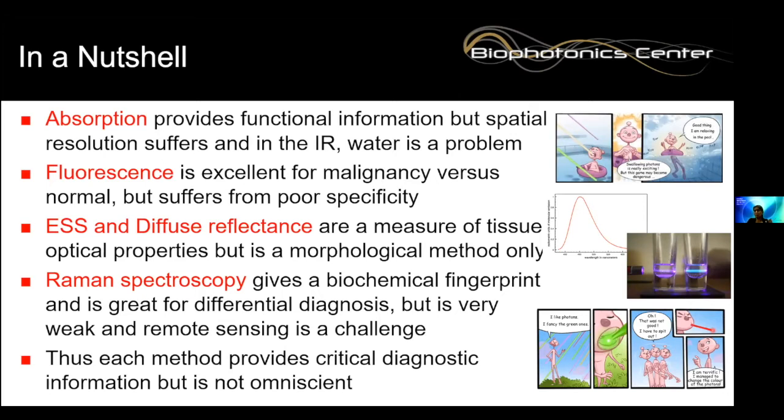Absorption provides functional information, but spatial resolution often suffers, especially in the IR. Water is a problem. Doing in vivo is a challenge. Fluorescence is excellent for malignancy versus not, but typically suffers from poor specificity. Elastic light scattering and diffuse reflectance provide structural information and a measure of tissue optical properties, but not necessarily functional information. Raman spectroscopy certainly gives you a molecular fingerprint and can do great for differential diagnosis, but it's weak, and in vivo, you've heard 2 seconds. It depends on the challenge as to how you implement it.